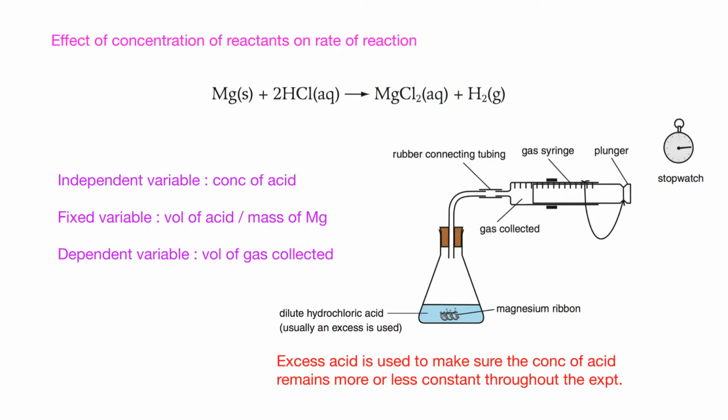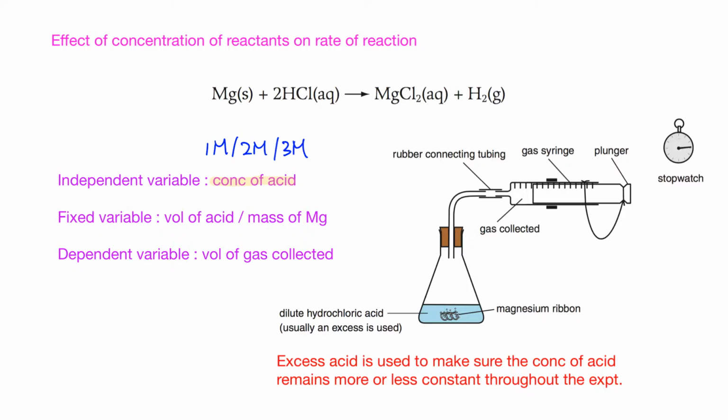As we are going to compare different setups, we have to identify the independent variable, fixed variable, and dependent variable. What we're going to study is the concentration of the reactants. So we are going to change the concentration of the acid in these experiments. You have to notice that the independent variable for this experiment is the concentration of acid. We're going to use, say for example, 1M, 2M, 3M of HCl. Different setups will use different molarity acid.